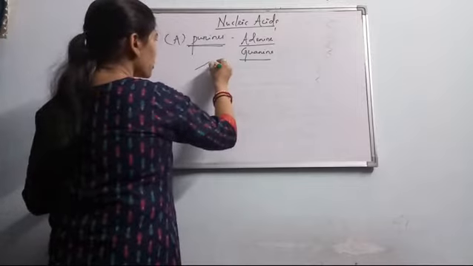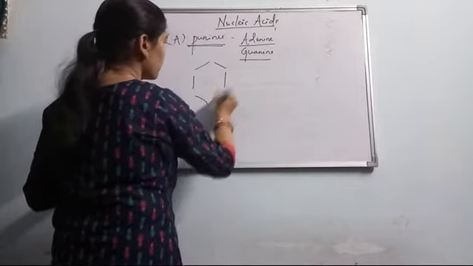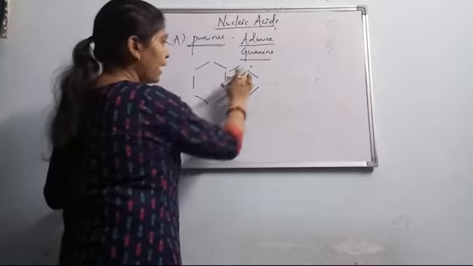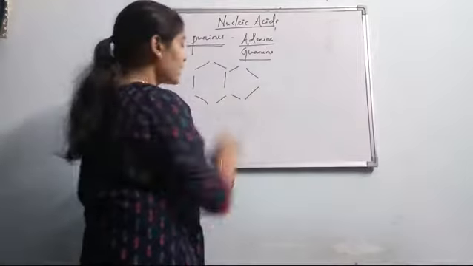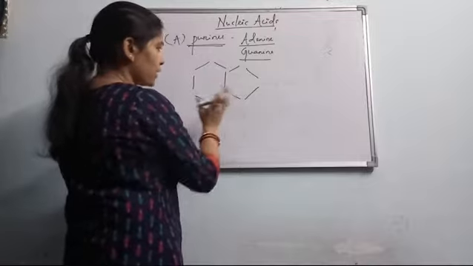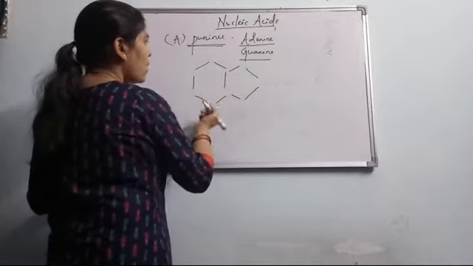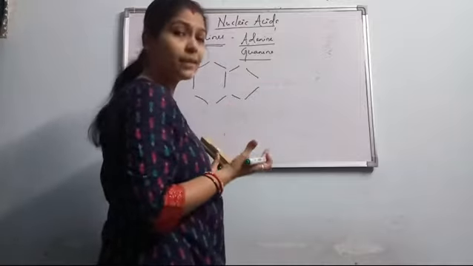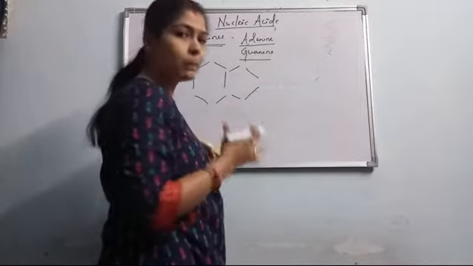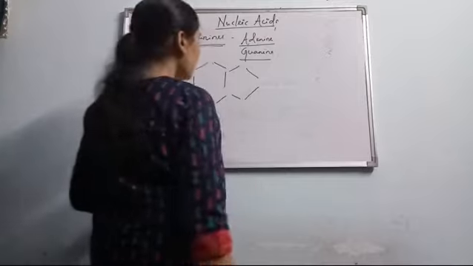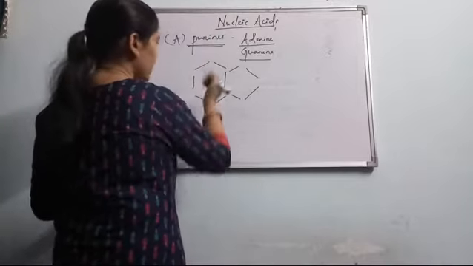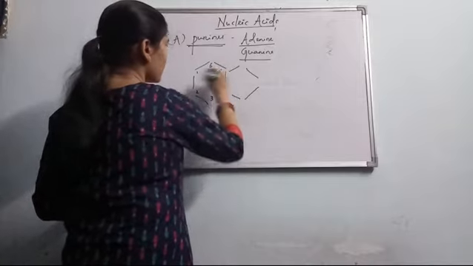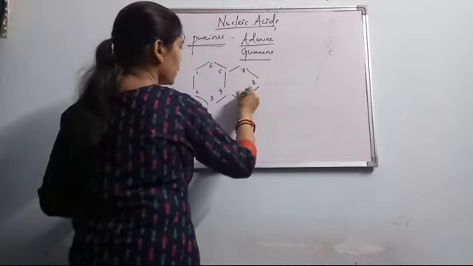The general structure of a purine contains, as I have told you, a 6-membered benzene-like ring and a 5-membered imidazole ring. In this nitrogenous base, we need to know where the nitrogens are present and how the numbering is done. It's very important to know the numbering of the nitrogenous bases. Numbering starts from here: 1, 2, 3, 4, 5, 6, 7, 8, 9.